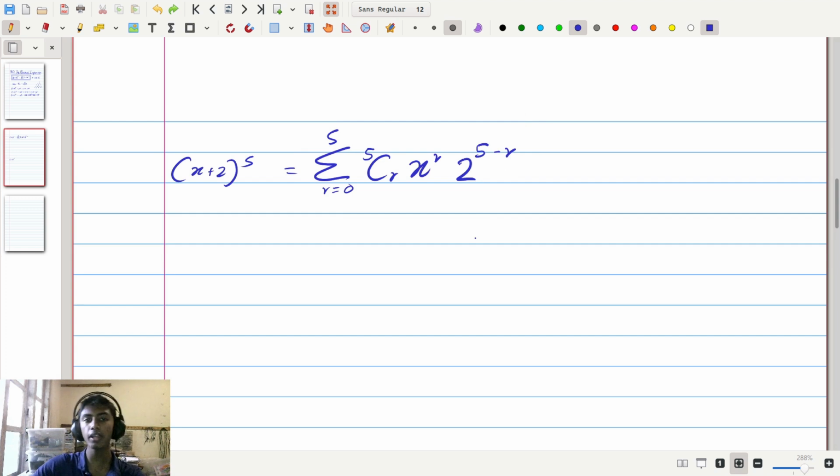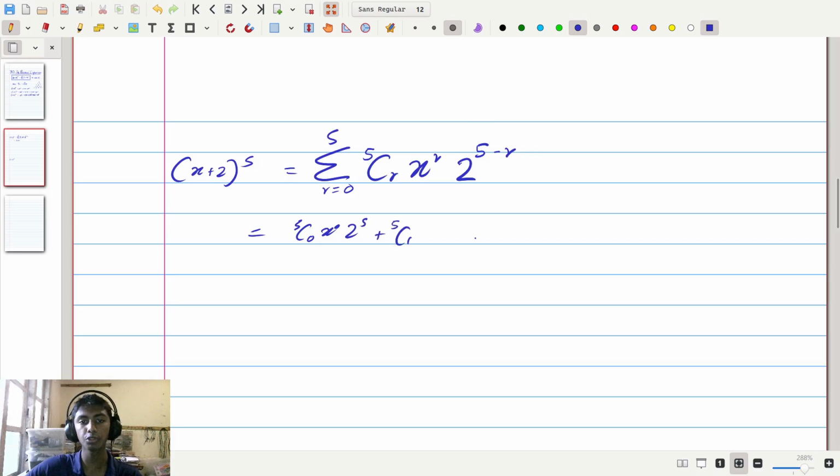Next, in order to evaluate this, we're going to need to substitute each value of r into this expression and write down each of the terms. So let's do that. The first term is going to be the term when r is equal to 0, which is going to be 5 choose 0, times x to the power of 0, times 2 to the power of 5 minus 0, so it's going to be 2 to the power of 5.